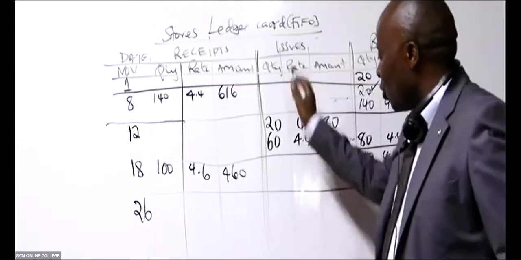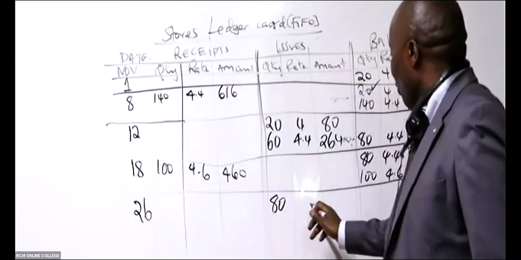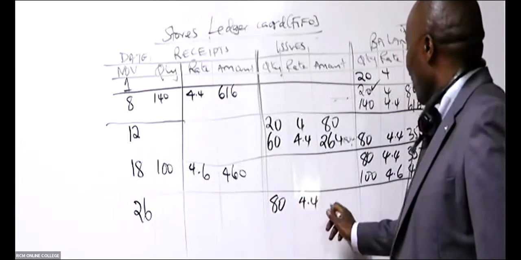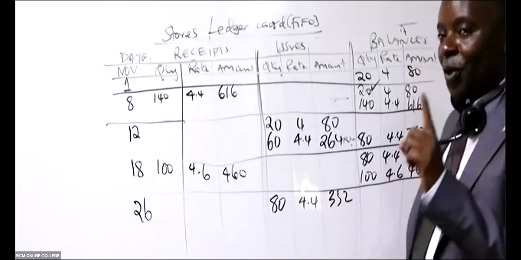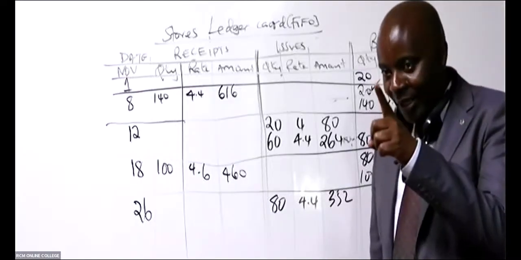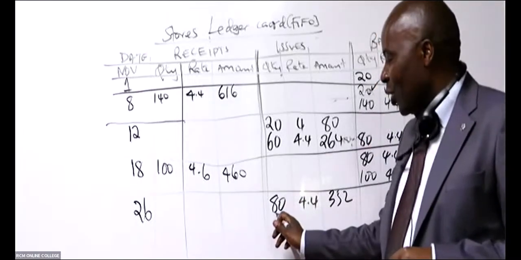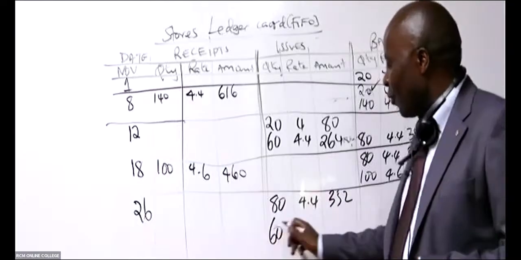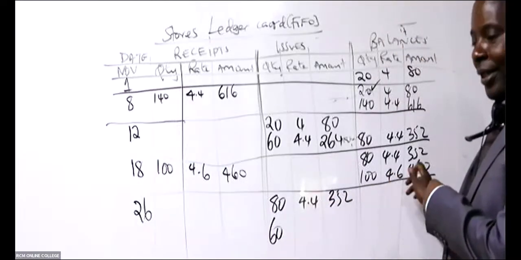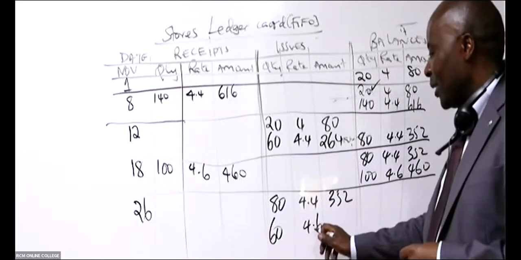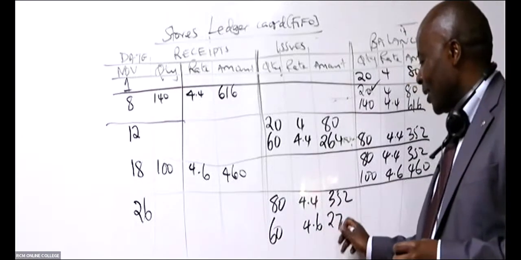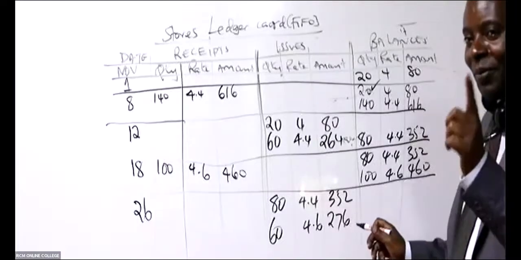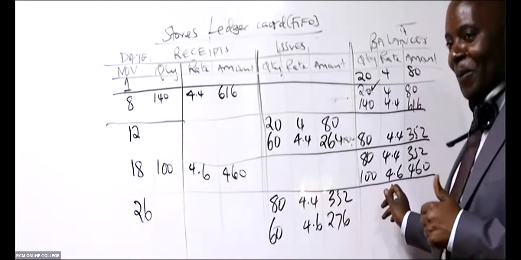So we have here issue 80 at what here, somebody? Which gives us 352. And then remember, in total, there was supposed to be 140. So now we have issued 80 here. So we issue how many? 60. From which batch? 4.6. So what is 60 times 4.6? 276, like that. So can you kindly give me an update balance here?